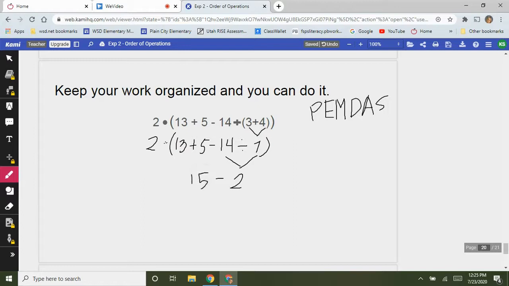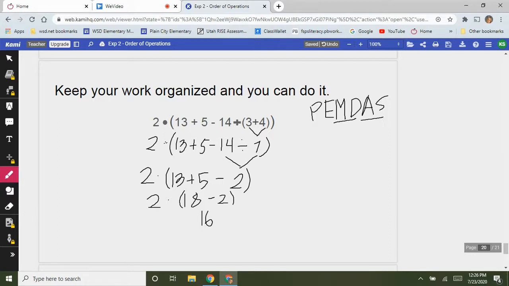I bring down everything I haven't used. I keep those parentheses because I'm not done with them yet. Now just inside the parentheses, there's no more multiply and divide. So I have add and subtract. And I'm going to go left to right. 13 plus 5 is 18. Bring down what I haven't used to keep my work all organized. Still inside those parentheses. 18 minus 2 is 16.